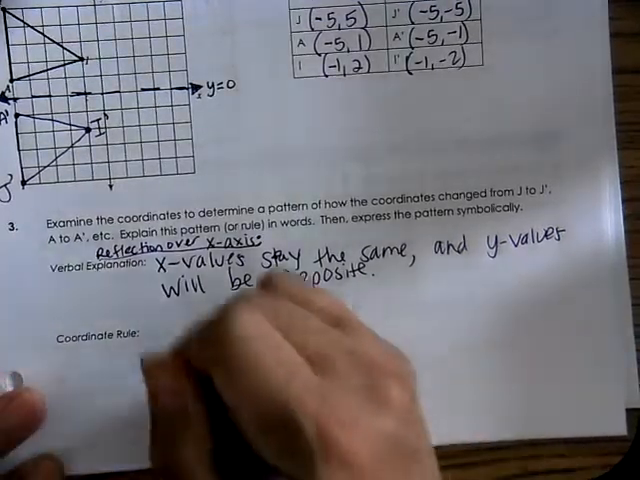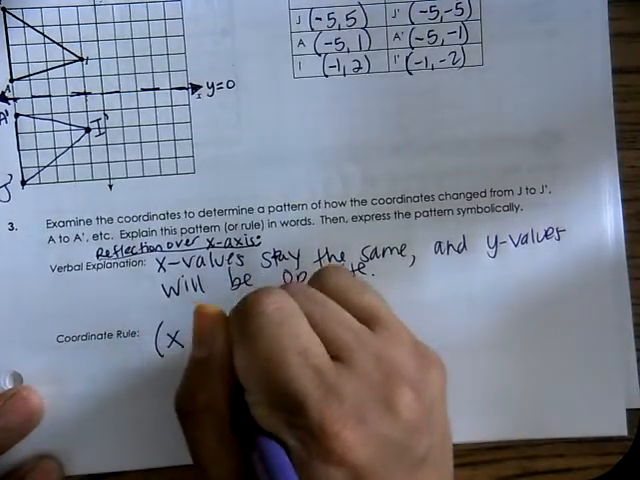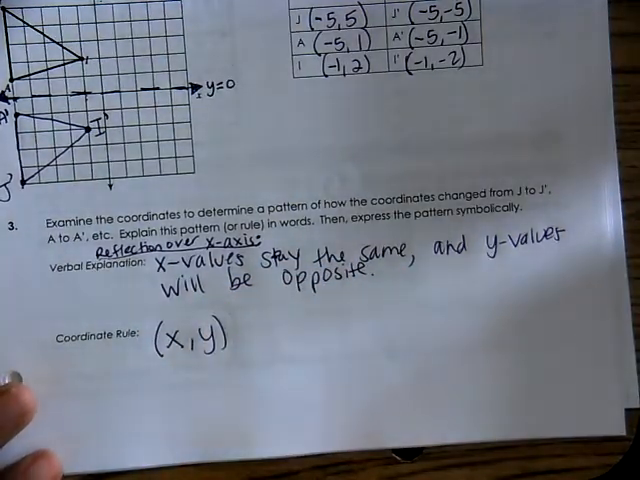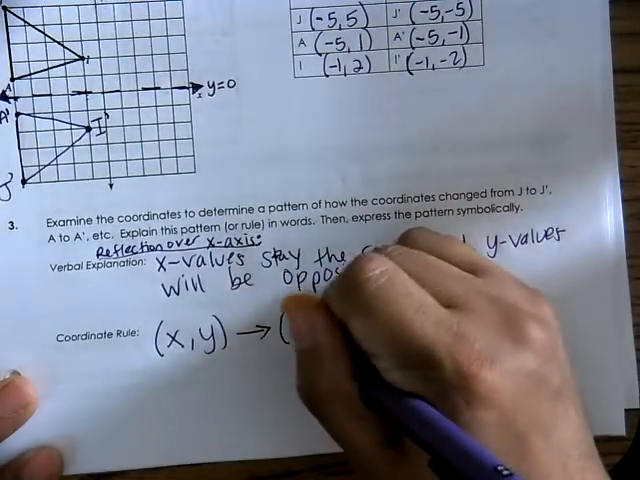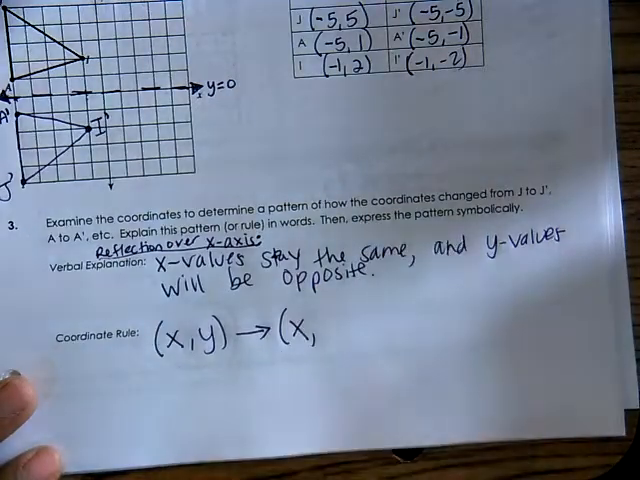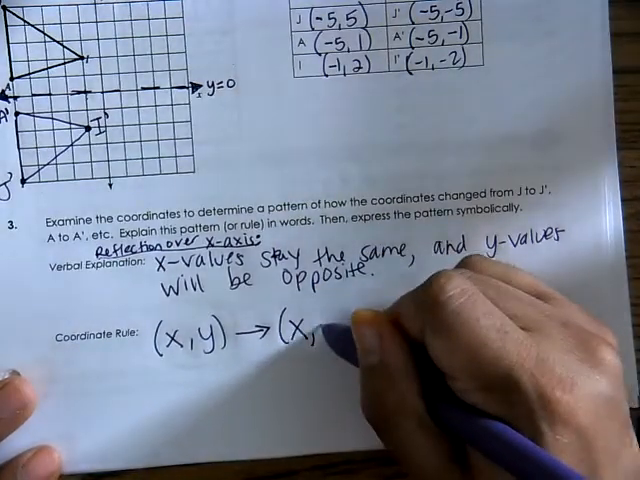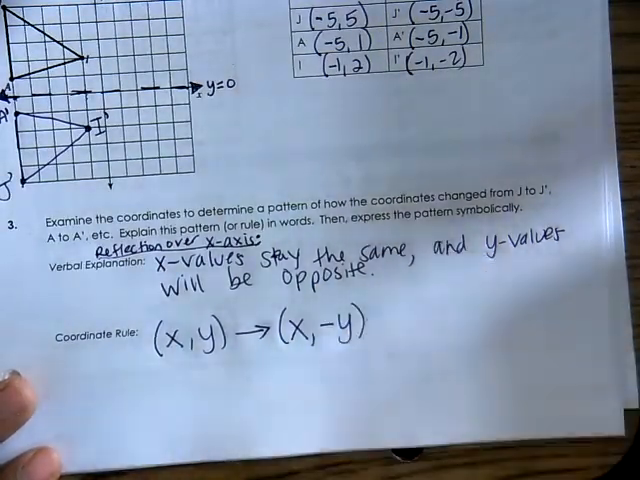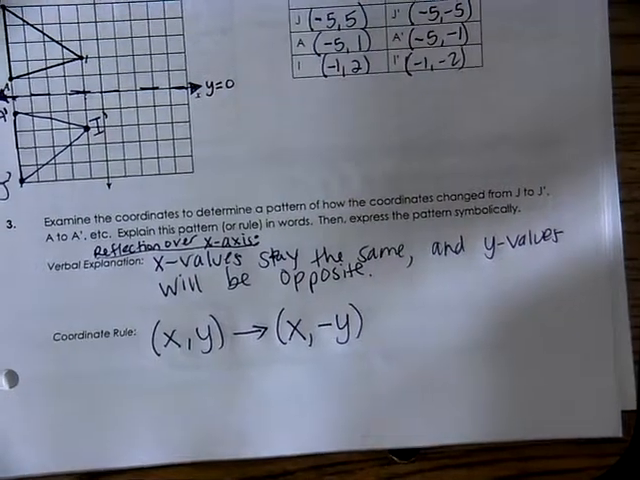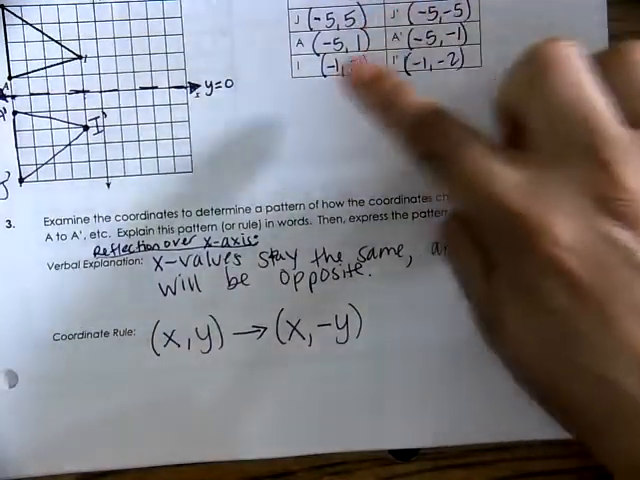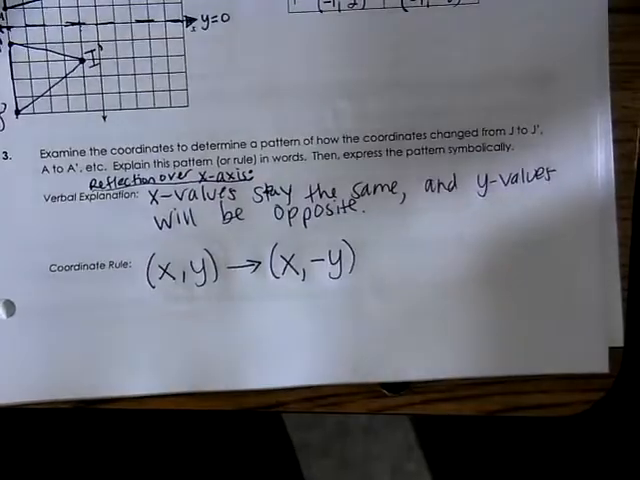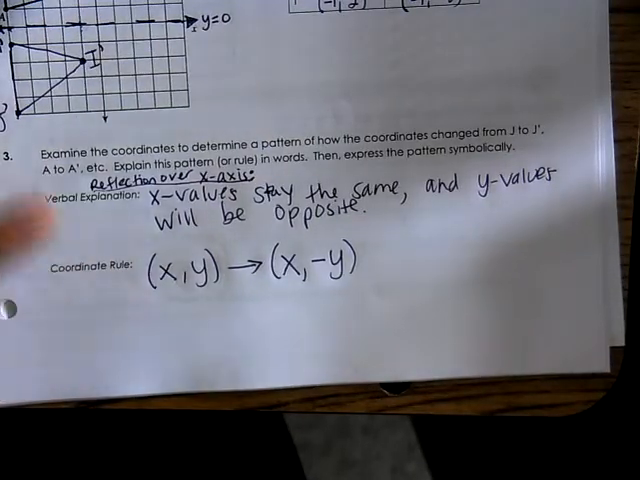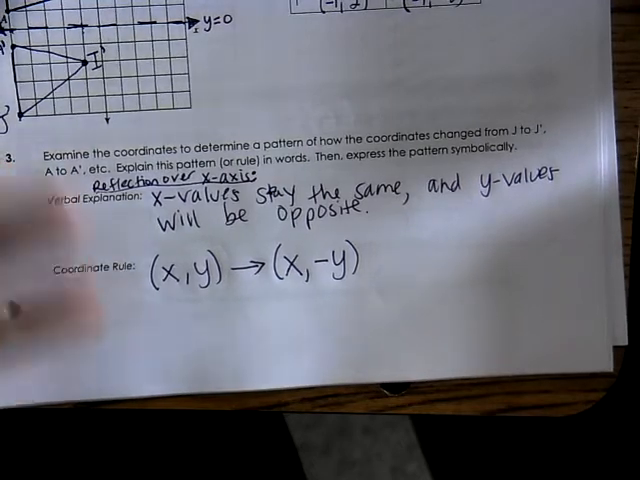So for a coordinate rule, just like yesterday, remember that we start with the coordinate x comma y, and we're saying keep the x the same, don't switch anything about x, but then make the y an opposite. So opposite would mean put a negative with the y, and that's exactly what happens with each of these y values. They just switch their signs. So that's what we have for the coordinate rule and the verbal explanation.